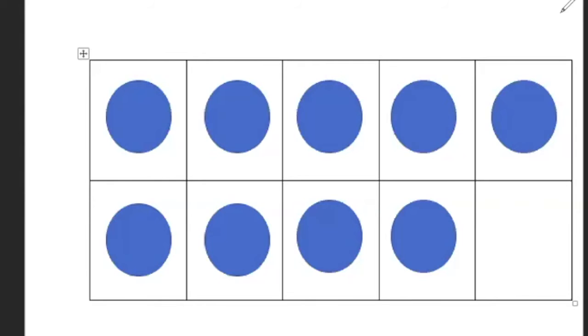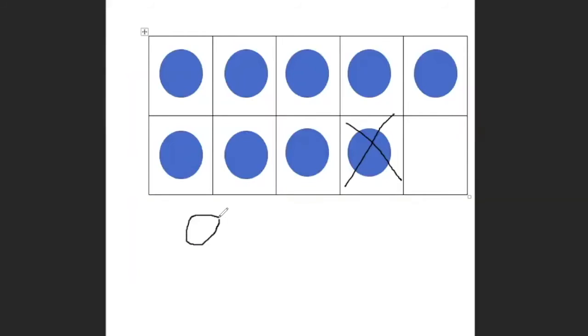Now, what if we want to have only 8 left? And we have a splat that covers 1. This picture shows the same thing as the splat. We had 9, we took away 1, and now we have 8.